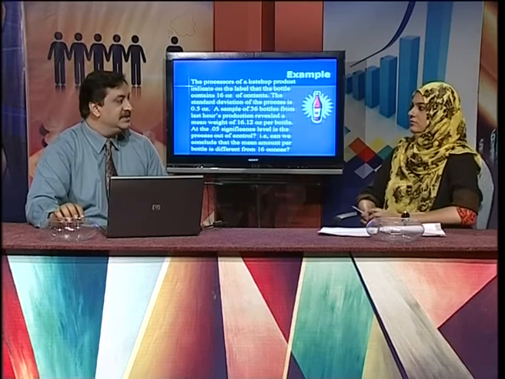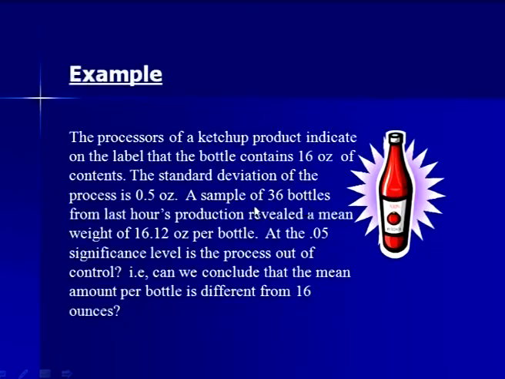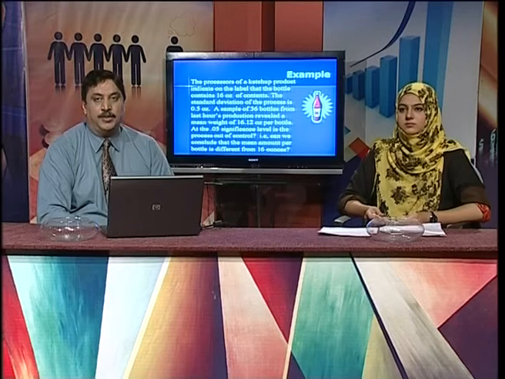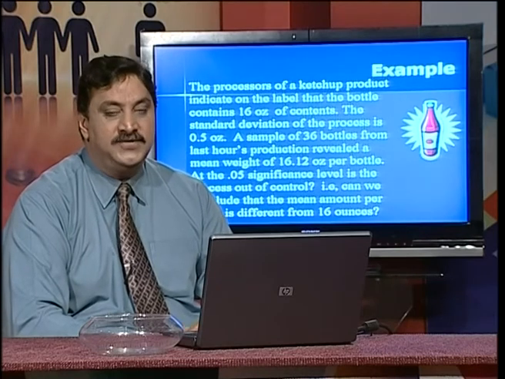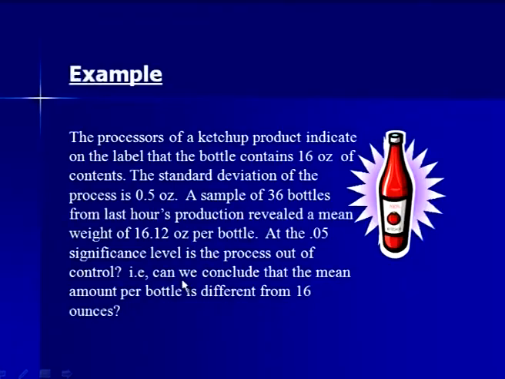That's why we use the Z test. A sample of 36 bottles from last hour's production revealed a mean weight of 16.12 ounces per bottle. It means the sample mean is 16.12 and the population mean is 16 ounces. At the 0.05 significance level, is the process out of control? This is the value of alpha, the 0.05 level of significance. Can we conclude that the mean amount per bottle is different from 16 ounces?